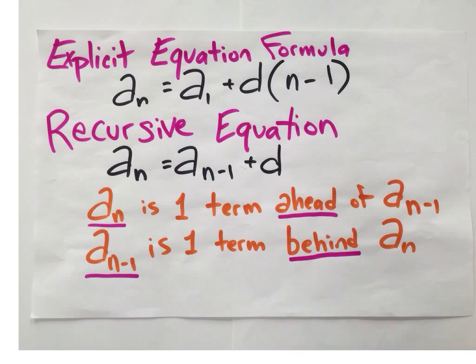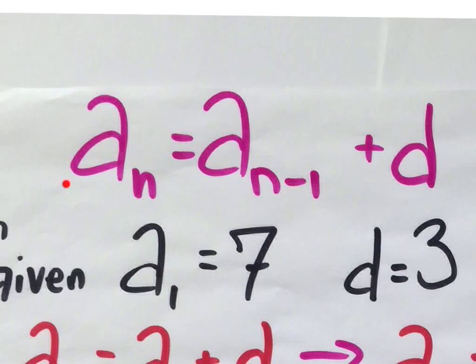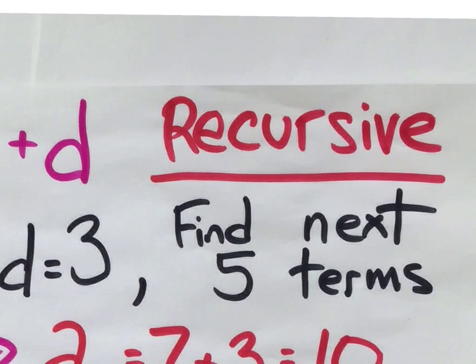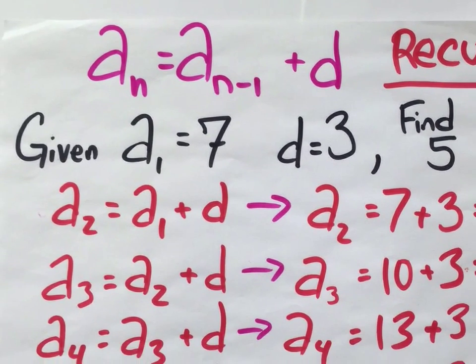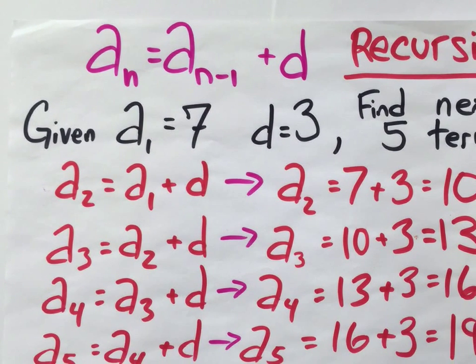Let's explore this further. Here we have the recursive equation formula. Let's say that the given is a sub 1 equals 7, and the difference is 3. So we know the first term is 7. How do we figure out what the second term is? And again, the third, fourth, and 5th. Let's say we have to do 5 iterations. How do we go about doing that? We're simply going to plug in these numbers into our recursive equation formula.